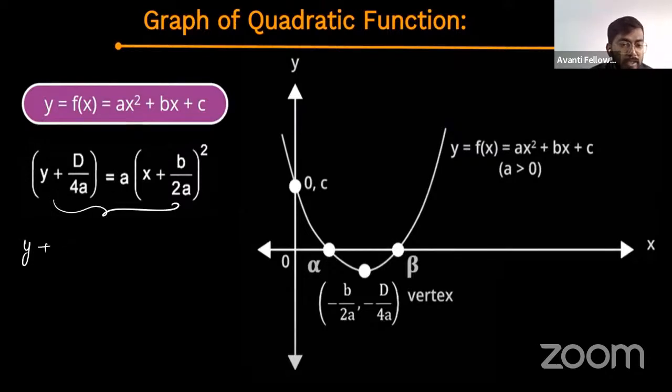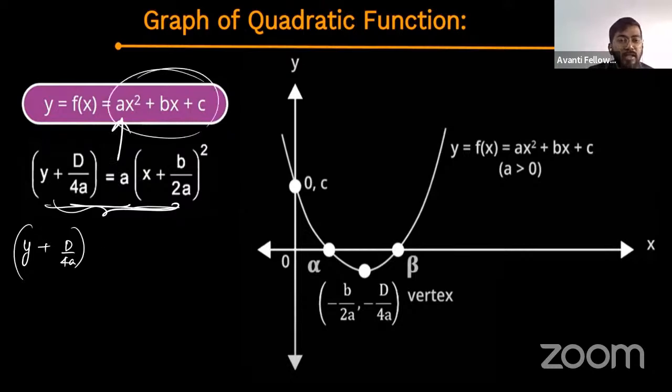Y plus D by 4a is equal to a times (x plus b by 4a) whole square. This is equal to this itself, right? If you apply the completing the square method, then you get this equation, right?